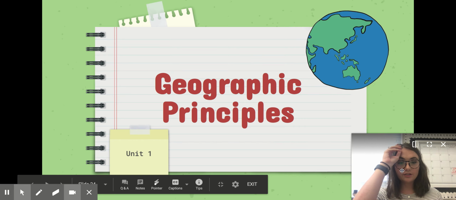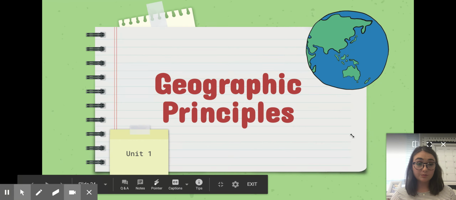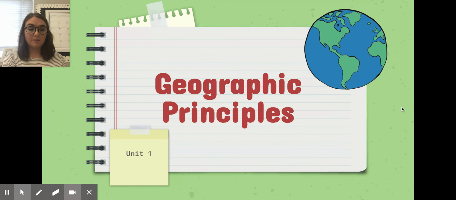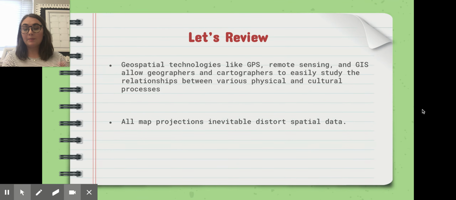All right, still in Unit 1, we are going to move on to Topic 3. We're still talking about our basic geographic principles. And the past two topics we have talked about how geospatial technologies have affected how we can study geography. And then the last topic we looked at was how, although maps are the best way to present spatial data, they're all distorted in some way or another.